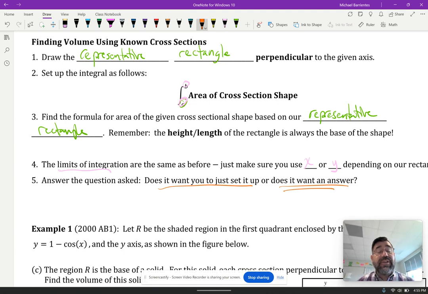So in the next video, we're going to look at a specific example. It's actually from the 2000 AB test, and it's number 1 from the year 2000. We're going to walk you through the process, and you'll be able to set it up and solve it with no issue.